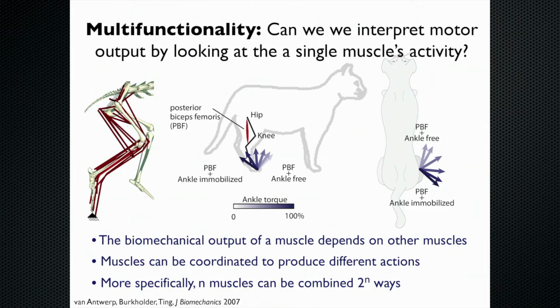If we look further, this is again the cat musculoskeletal model, and say, can we interpret motor output by looking at a single muscle's activity? The answer is obviously no. We have multiple joints and they need to be coordinated.